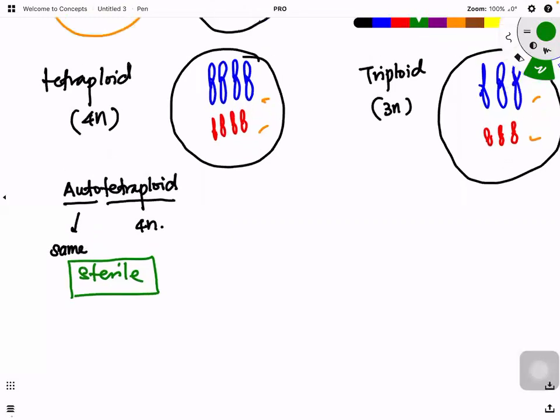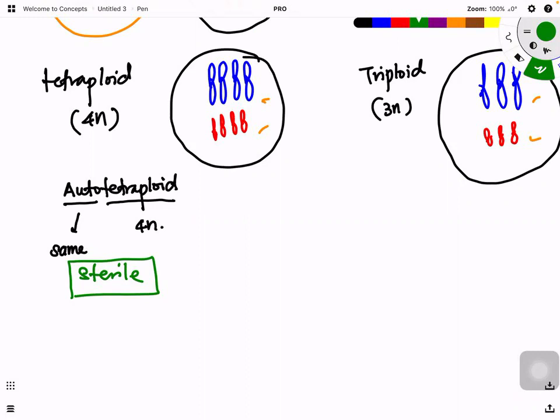Now I just said autotetraploid is sterile. Why? Because they can't pair up. Generally, I don't say 100%, but generally they can't pair up during prophase 1. Therefore, they won't be able to produce gametes, so they are sterile or infertile. Same goes for these triploids.